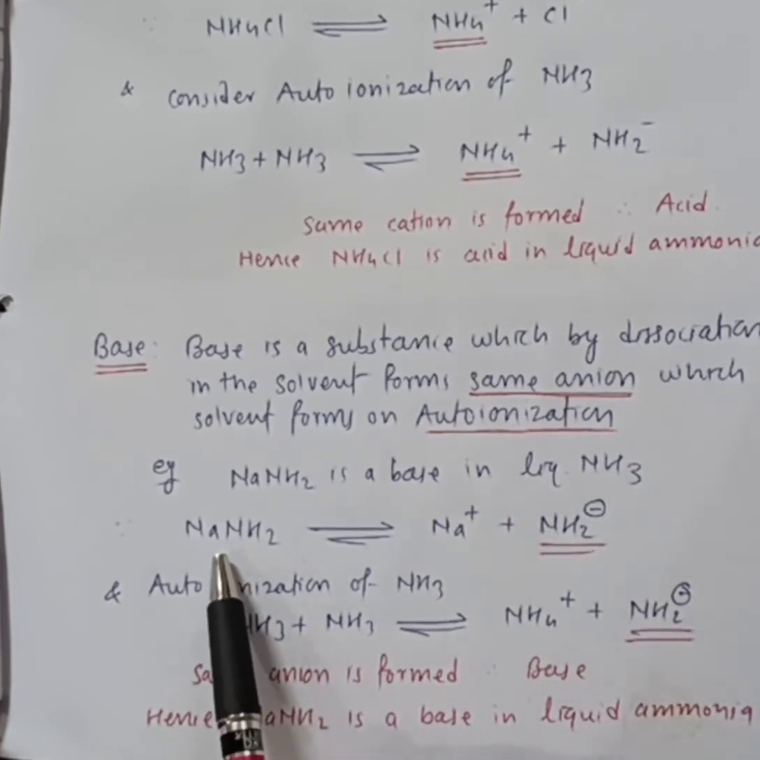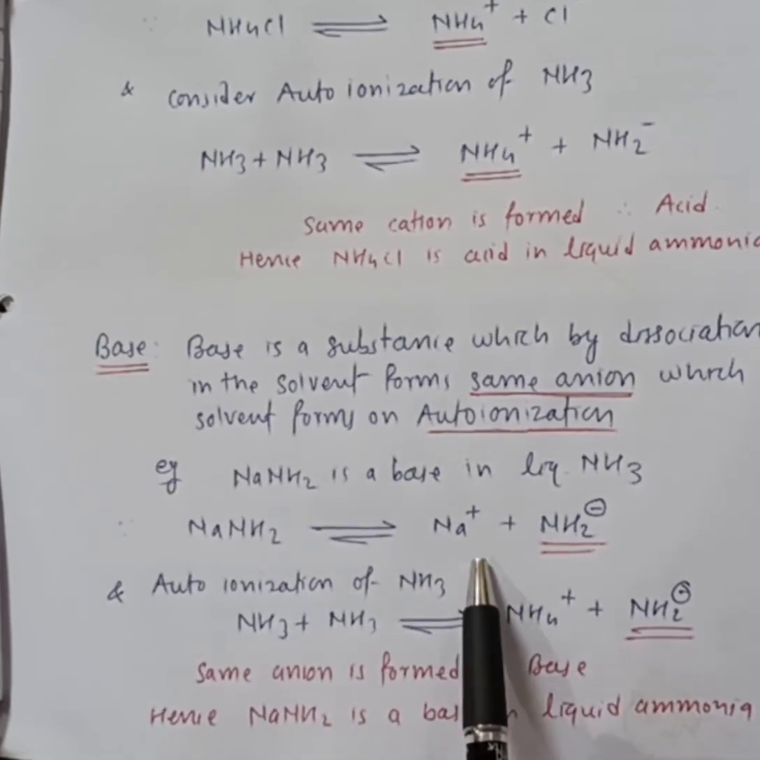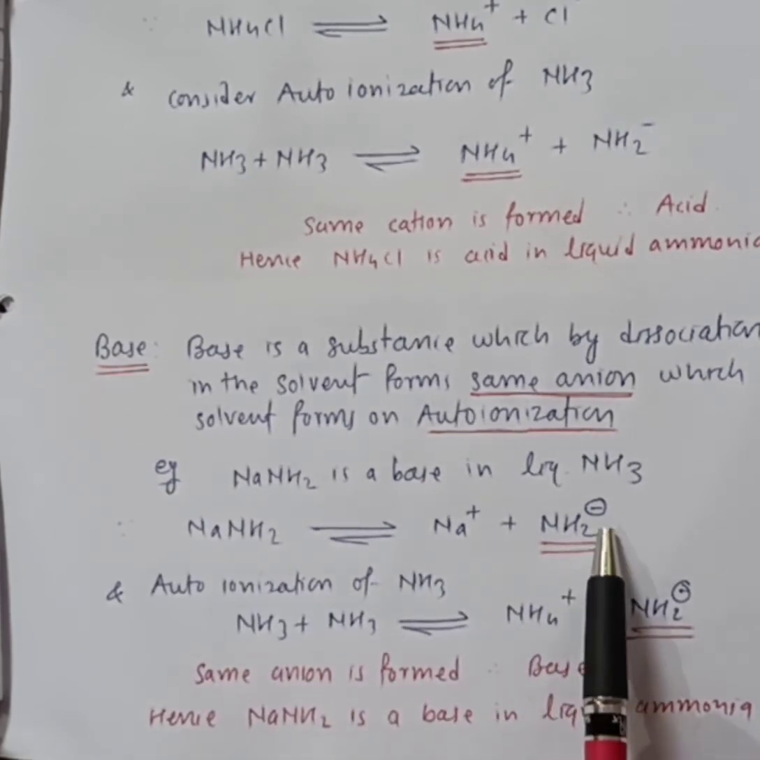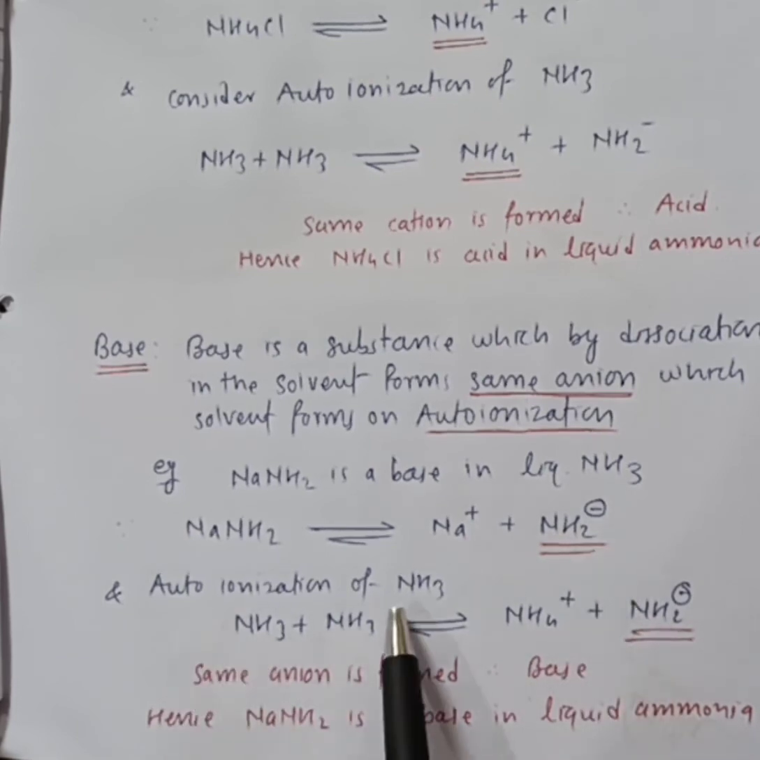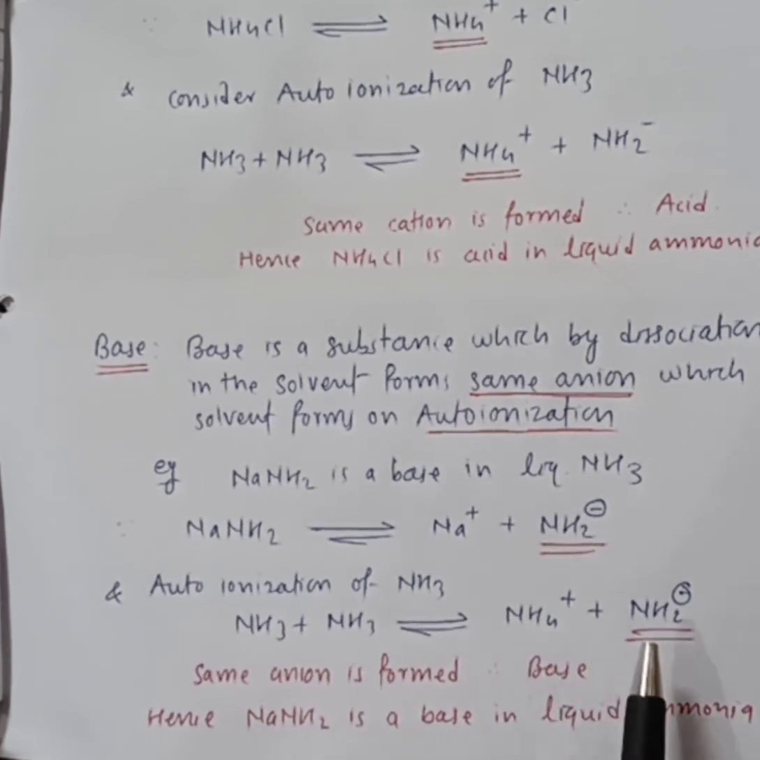Why? Because we will consider the dissociation of NaNH2. It will give Na+ as a cation and NH2- as an anion. Now again we will consider the auto-ionization of NH3, that will give you NH4+ as a cation and NH2- as an anion.